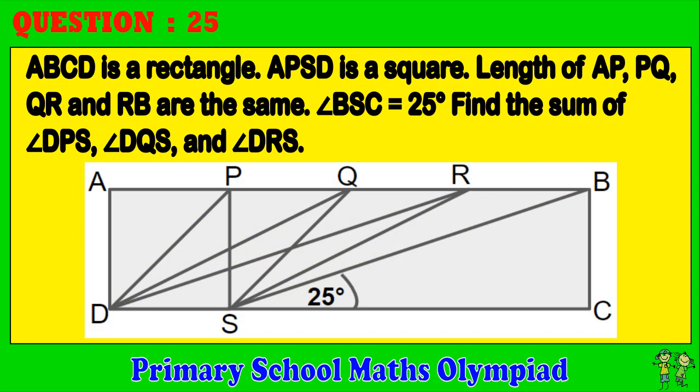Question 25. ABCD is a rectangle. APSD is a square. Length of AP, PQ, QR and RB are the same. Angle BSC equals 25 degrees. Find the sum of angle DPS, angle DQS, and angle DRS.